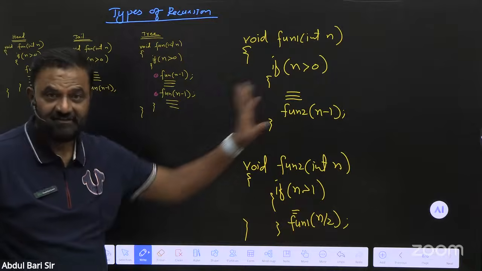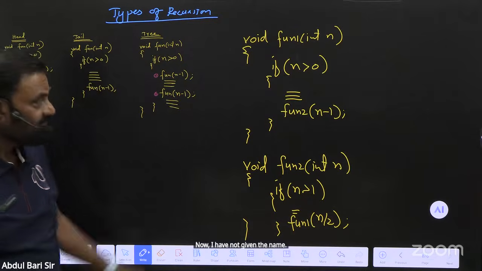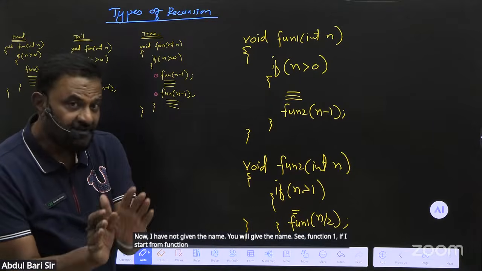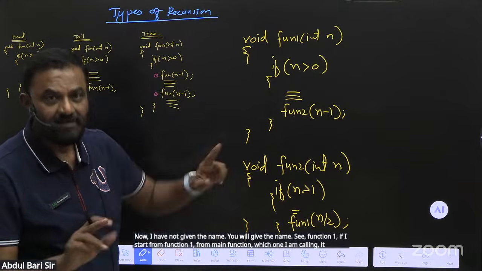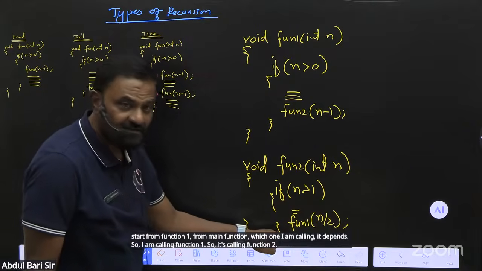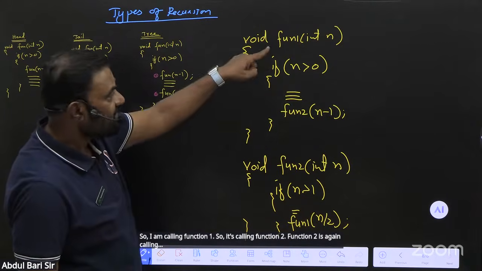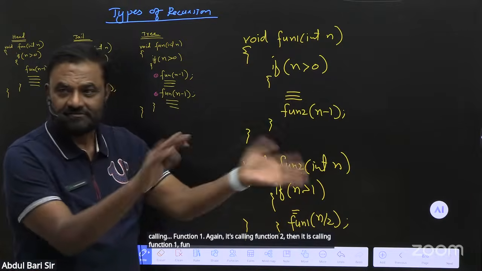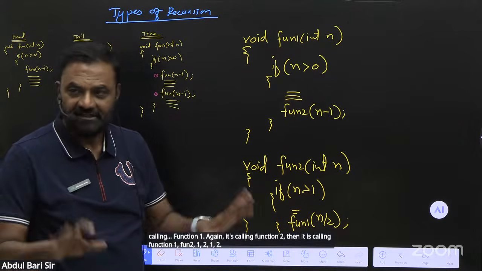Now, I have not given the name. You will give the name. See, function 1. If I start from function 1, from the main function, which one I am calling depends. So I am calling function 1. So it's calling function 2. Function 2 is again calling function 1. Again, it's calling function 2. Then it is calling function 1. Fun 2, 1, 2, 1, 2. At one time, they will stop.